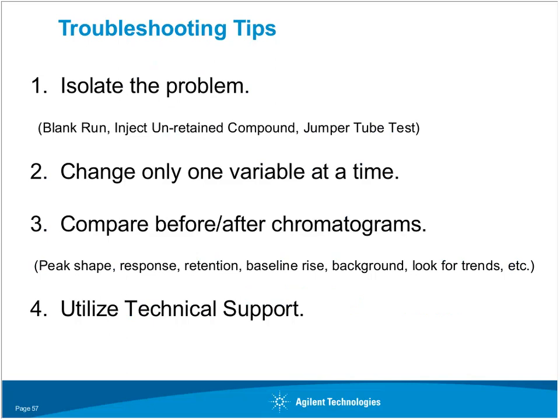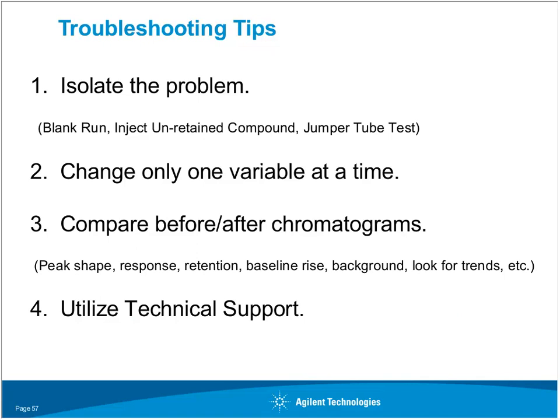And finally, looking at troubleshooting tips, let's isolate the problem. A blank run is your friend. Injecting an unretained compound is your friend. Using the jumper test is very helpful. When you're troubleshooting, change only one variable at a time. I can't tell you how many times I've talked to a customer where they've changed the tank of gas a week ago, and within that week, they've ripped the injection port apart, the column, the detector. They've done weeks of troubleshooting, and it all comes back to not remembering the last thing they did. They changed the tank of gas, and the gas was contaminated. So please change one variable at a time.